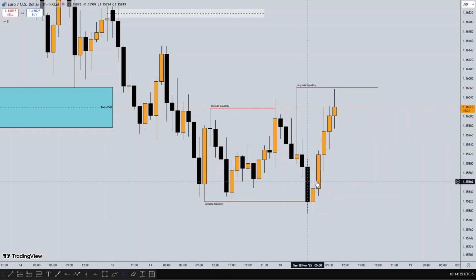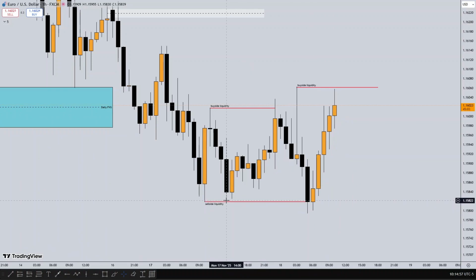prior to the New York session, at 6 a.m. I can say between 6 a.m. and the closing of the 1 hour candle before 7 a.m., because the New York session is 7 a.m., 8 a.m., and 9 a.m. to 10. This is what you're trying to anticipate: where price is going to be trading to.